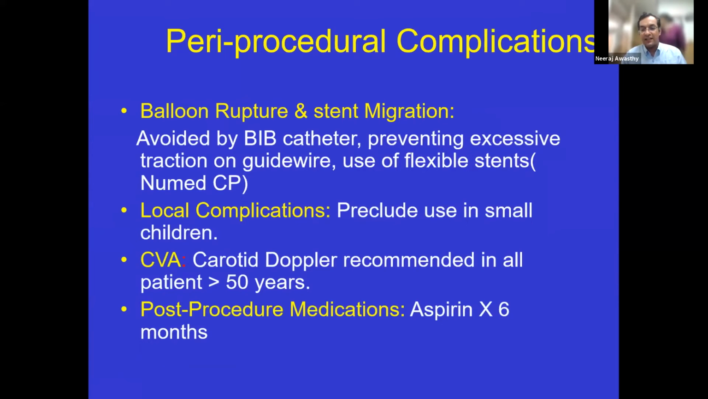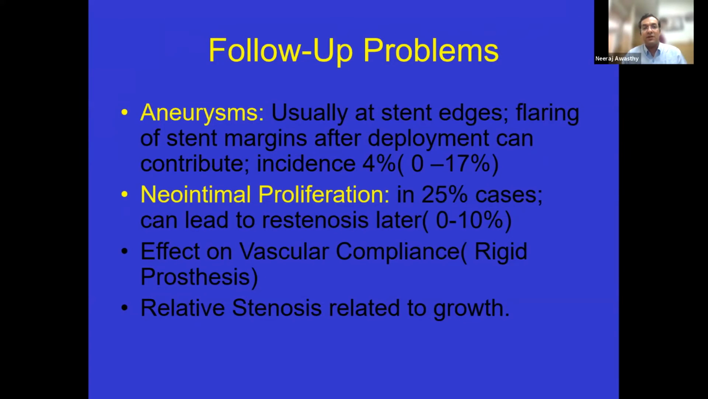Of course, use flexible stents such as a CP stent. The local complications, which preclude use, are very important in small children. Carotid Doppler beyond 50 years of age with an associated aneurysm, which can get ruptured on the table in case the proximal pressures go very, very high. So one should be well aware of any distal aneurysm, particularly when the patient is older than 50 years of age. And of course, post-procedural complications.